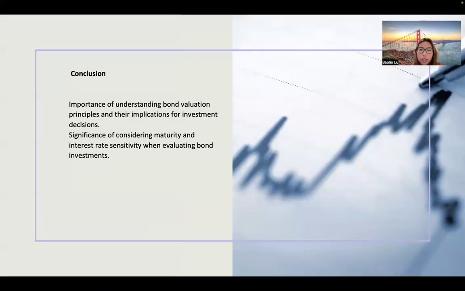So in conclusion, understanding bond valuation principles, the duration, and their implications for investment decisions are very important. And the significance of considering maturity and interest rate sensitivity when evaluating bond investments will also help to determine whether you're making a good investment strategy.